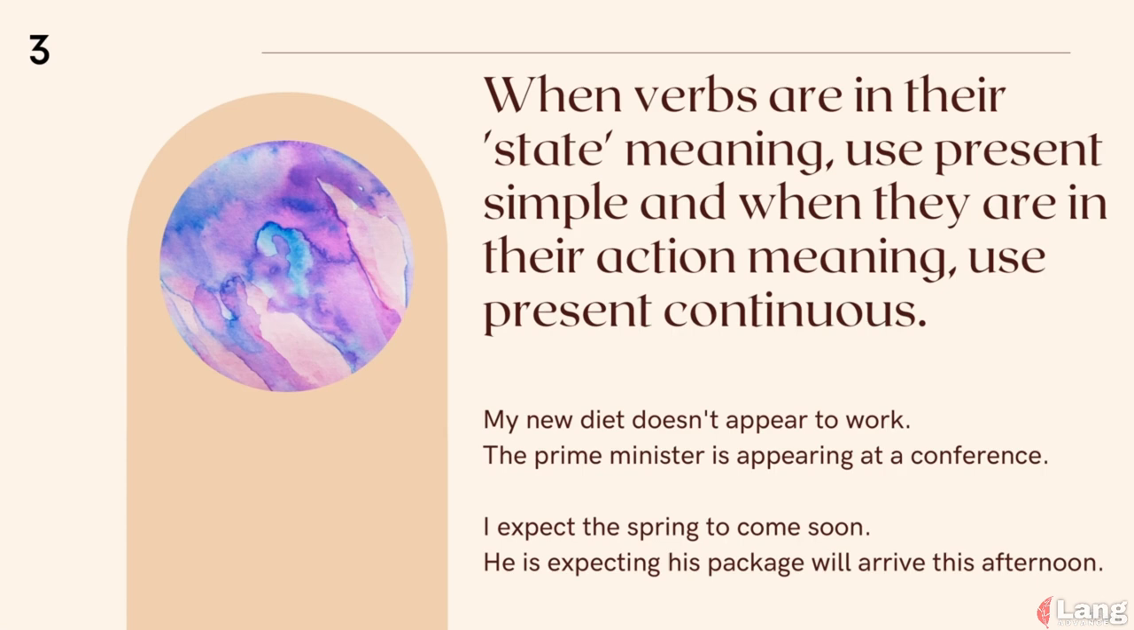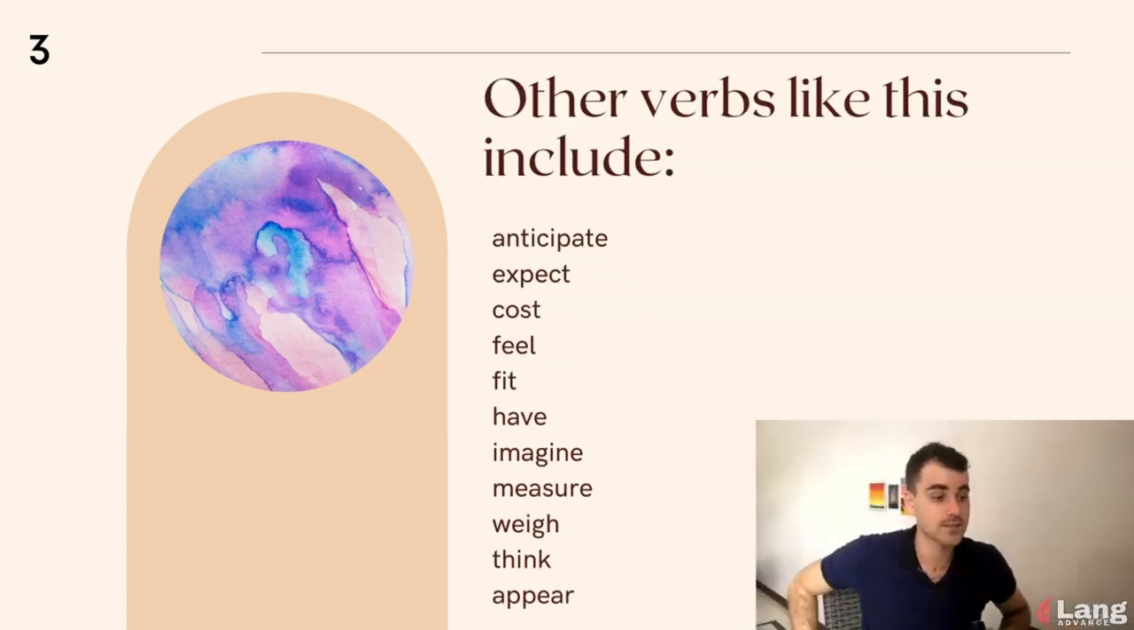Here are some examples. My diet doesn't appear to work. The Prime Minister is appearing at a conference. I expect the spring to come soon. He is expecting his package will arrive this afternoon. So just for your reference, other verbs that have both state and action meanings include anticipate, expect, cost, feel, fit, have, imagine, measure, weigh, think, appear.